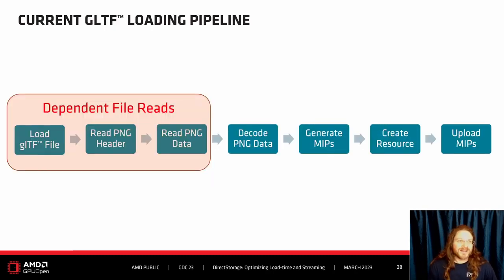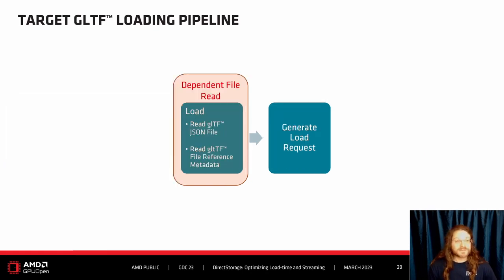And a modern GLTF loading pipeline looks like the following. We'll load our GLTF file, we'll read in the PNG headers, and we'll finally read in the PNG data. We'll decode the PNG data, generate the MIPS, create resources, and then finally upload the MIPS. However, it would be great if we could just load in the GLTF file and simultaneously load in all the metadata and generate the load requests for the data we need. However, before we can do that, we have to set the data up into a format that is pre-processed in a way that DirectStorage can read.